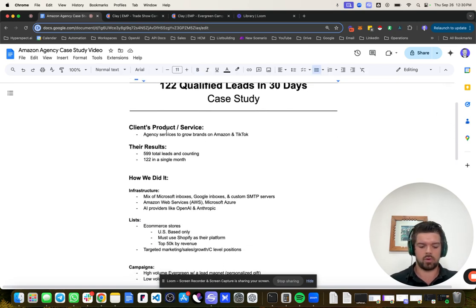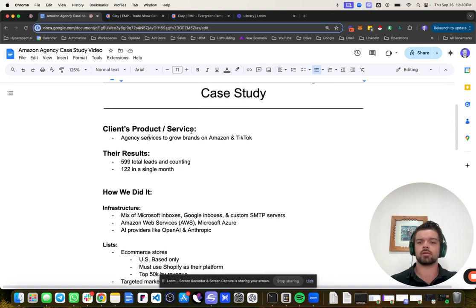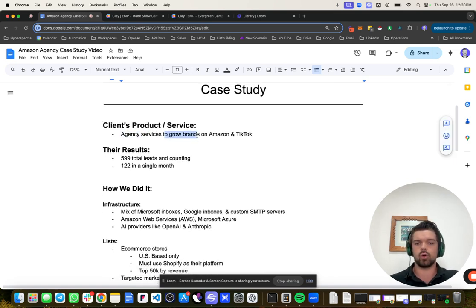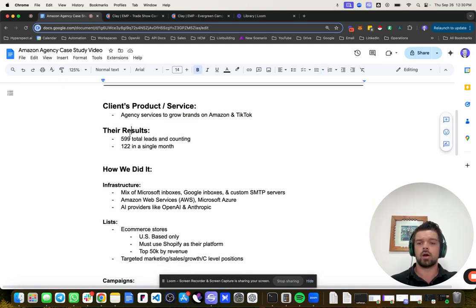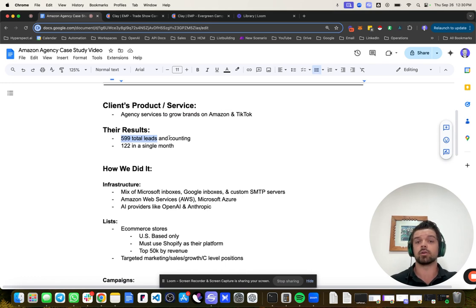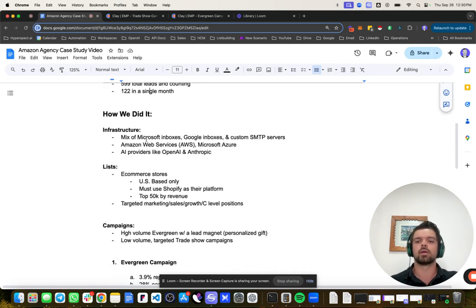So the client, again, operates in a super saturated space. They sell services to grow e-commerce brands on Amazon and TikTok. So there's a lot of noise in that space. Overall, we've generated 599 leads for them and counting. We're still engaged with them, including 122 in a single 30-day period. So how do we do this? A lot of work, number one. A lot of complex technical integration and different elements of cold email, copywriting, marketing strategy, and data enrichment all combined to execute campaigns like this.